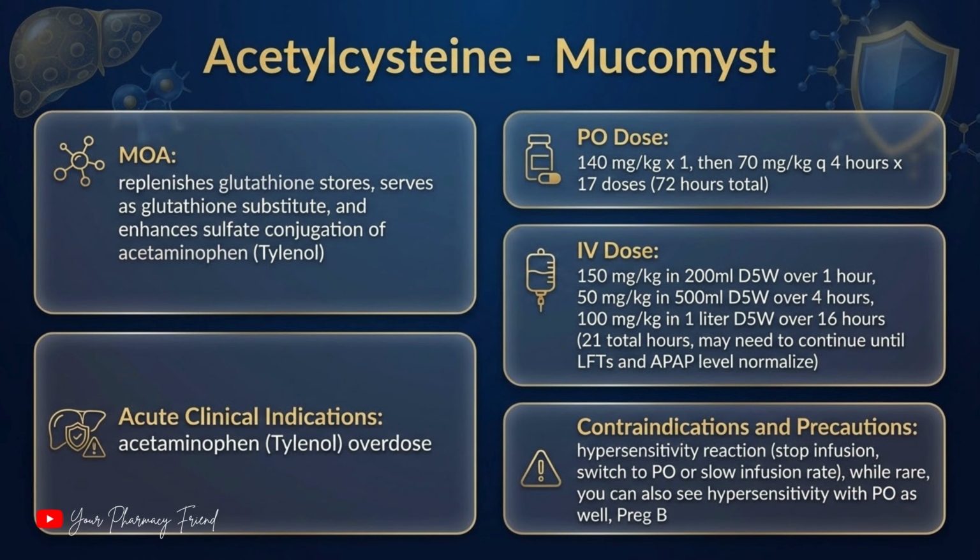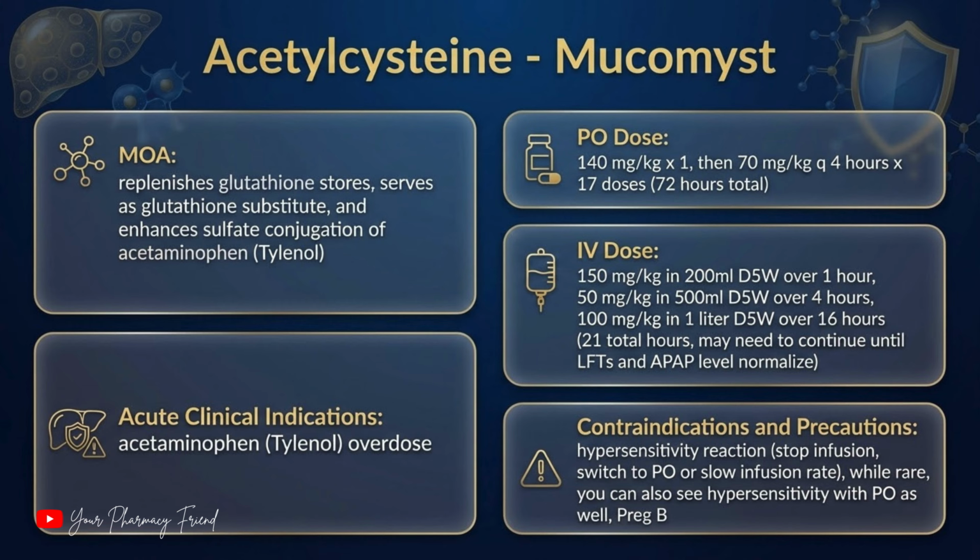It is important to note that therapy may need to be extended beyond the standard 21-hour IV protocol if laboratory parameters such as liver function tests and acetaminophen levels have not yet normalized. The primary acute clinical indication for acetylcysteine is acetaminophen toxicity or overdose, where early administration significantly reduces the risk of acute liver failure. Now let's review contraindications and precautions.